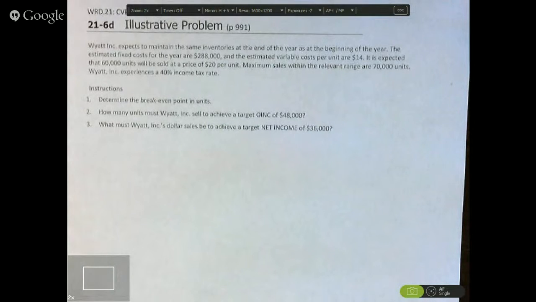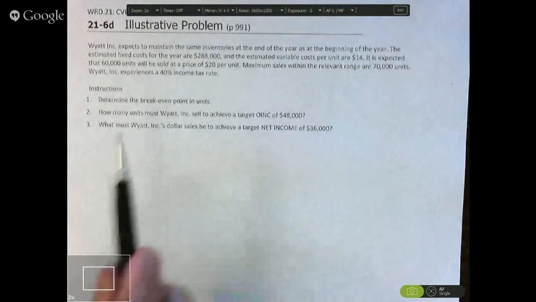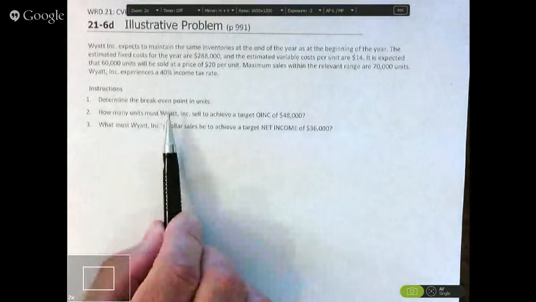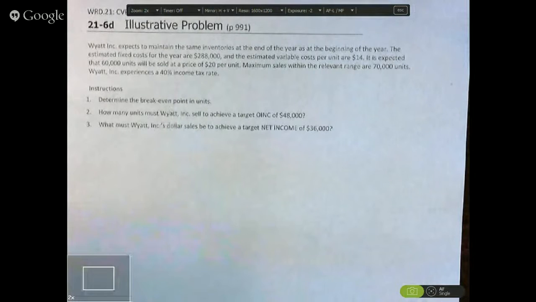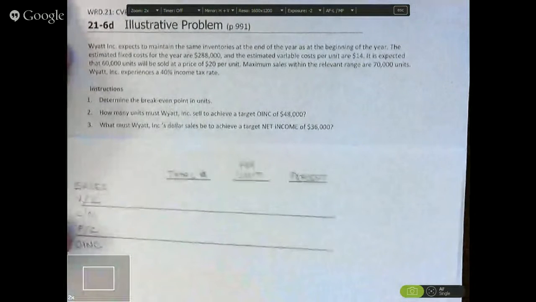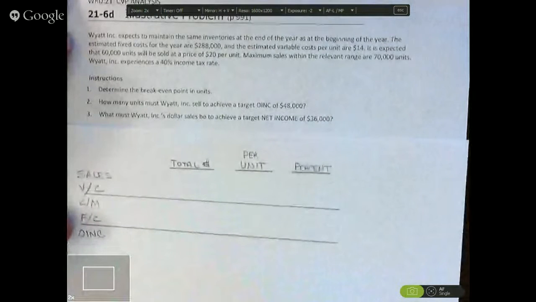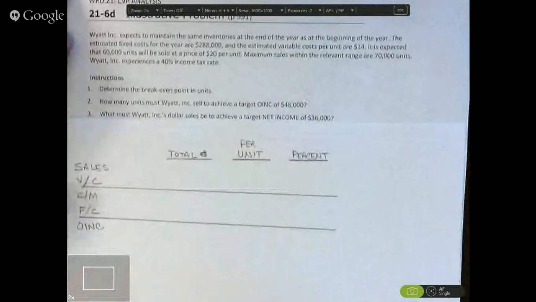And something that I've added to do a little bit of extra work is let's assume that the Wyatt Company experiences an income tax rate of 40%. So what we want to be able to do at the beginning of the period is to determine how many units the Wyatt Company needs to sell in order to break even. Okay, so let's examine this particular scenario using the contribution margin format income statement.